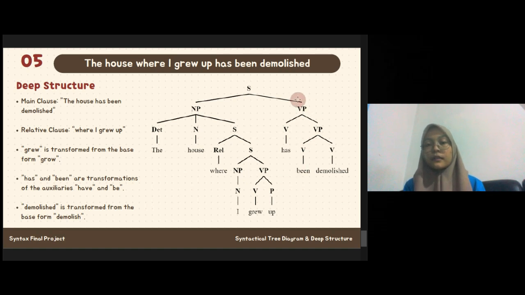And then let's see the other nodes. Verb phrase. Below the verb phrase there is a verb has, and then there is a verb phrase as well, and below the verb phrase there is a verb been and a verb demolished.